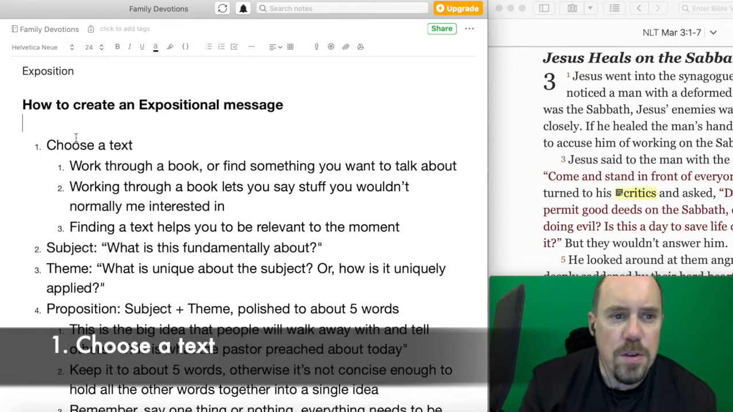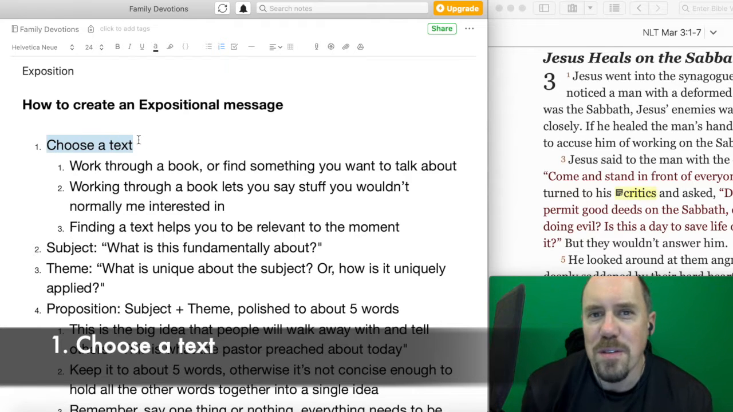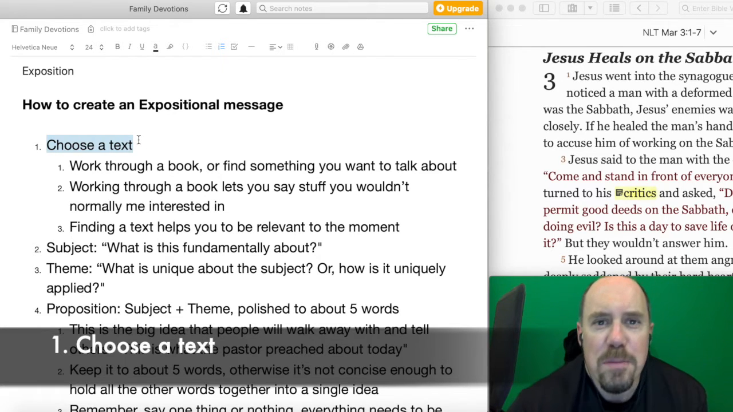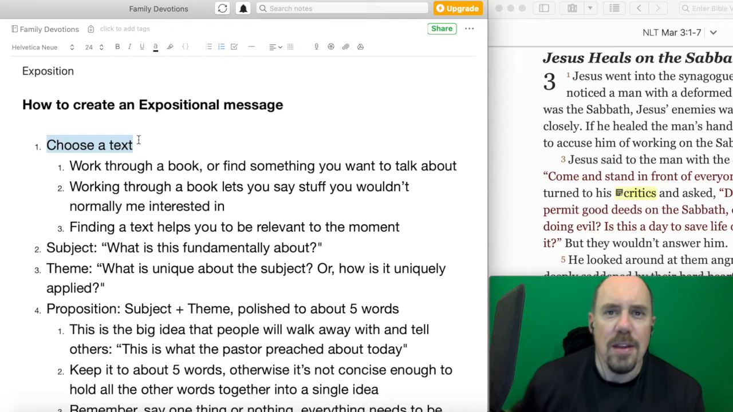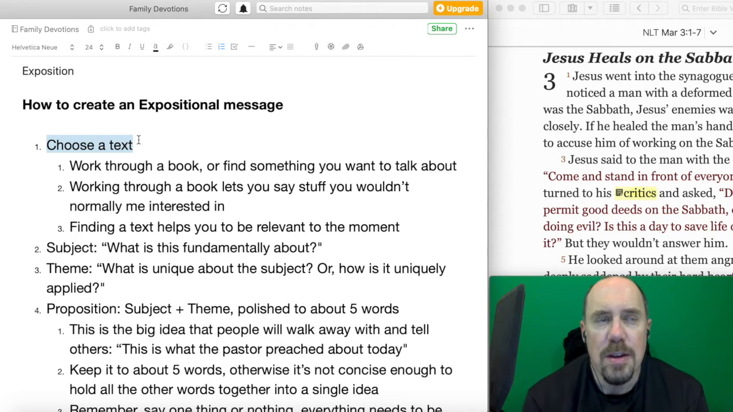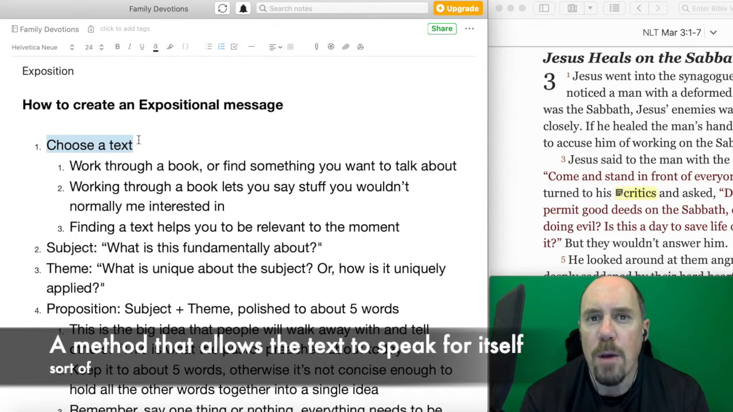Number one, choose a text. Of course, choose a text. Expositional sermons are based on the Bible, and it's a method. The exposition type of style of sermonizing is a method of how to allow the text to speak for itself.